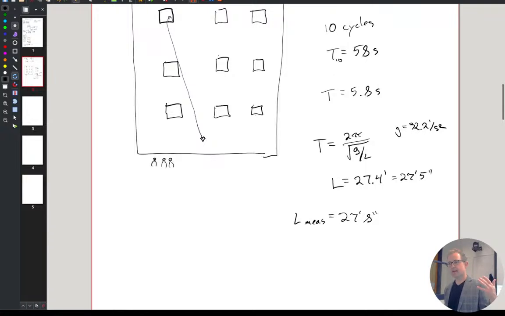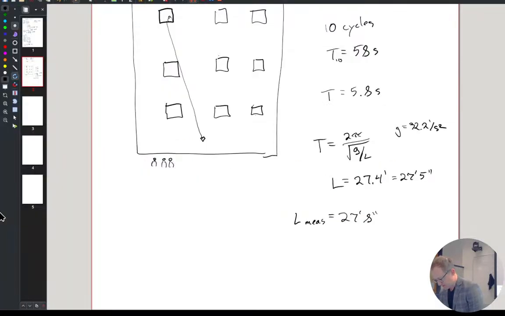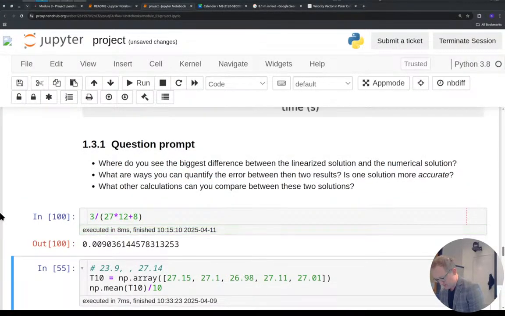How are we doing? How close are we? Pretty darn good, right? Like 3 inches over, 27 times 12 plus that, so we're maybe 1% off in our length calculation based on experimental and measured results. So this stuff works. It's good.